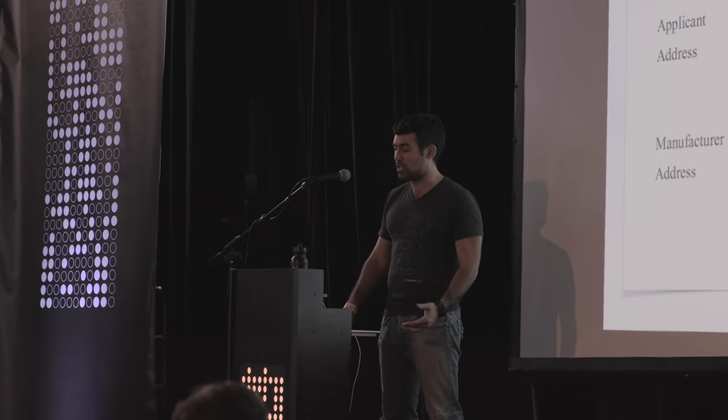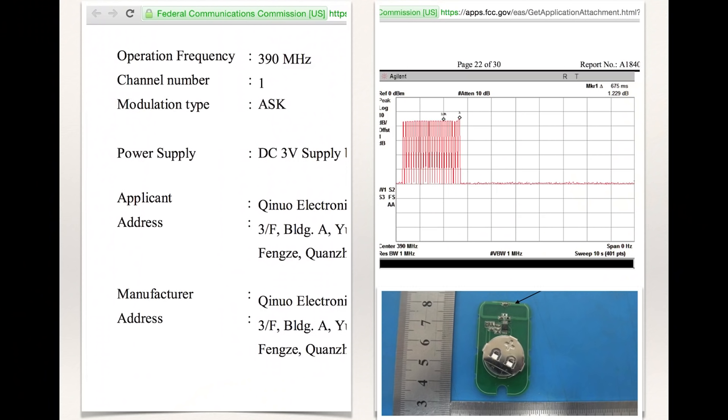As we go through the FCC documents, these are public test reports that all of us have access to. Anyone can go and see, okay, this is the modulation type. You can see the frequency. You can see the power supply for it. There are even pictures, so you can get a schematic. So if you don't even have the device in your hands, you can see what's inside.